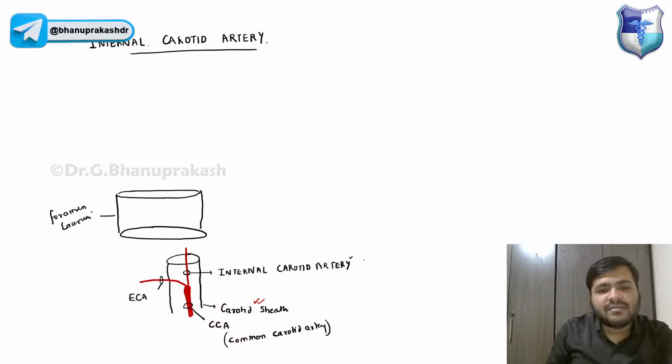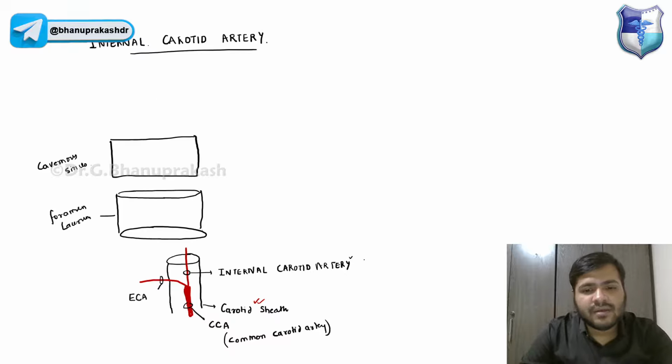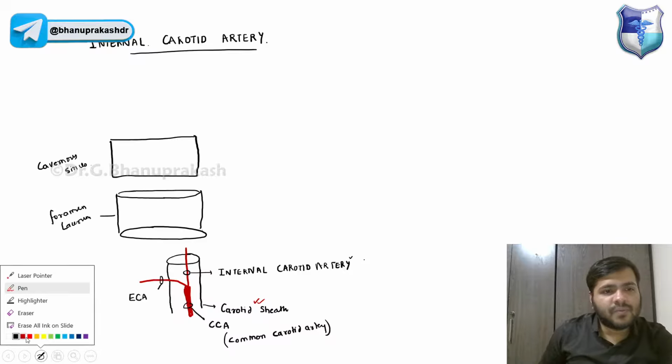And remember, guys, once the internal carotid artery leaves the foramen lacerum, it goes into the cavernous sinus. So let us suppose that this is the cavernous sinus. And once it leaves the cavernous sinus, it will go into the cranial cavity, guys. Let us try to make it very clear.